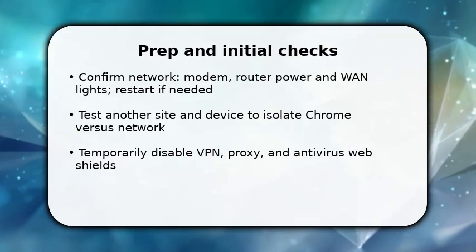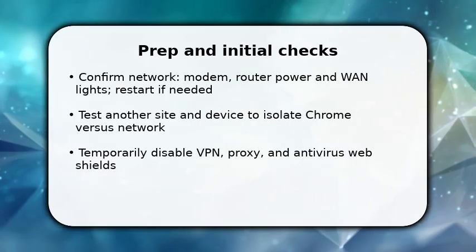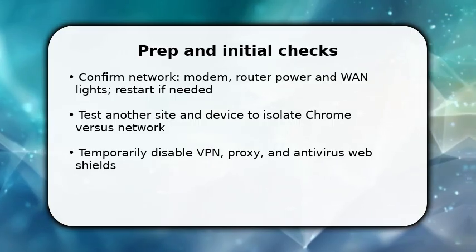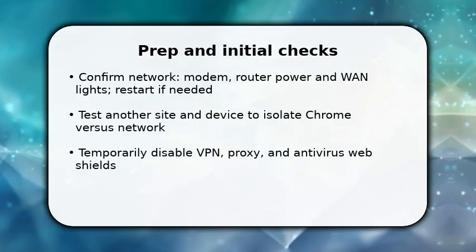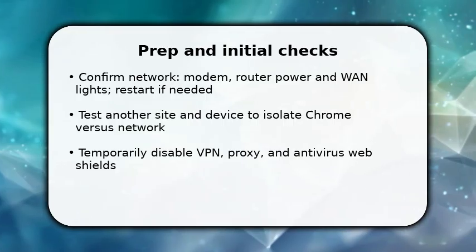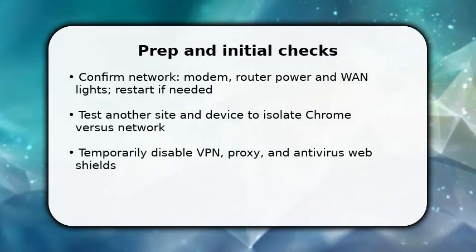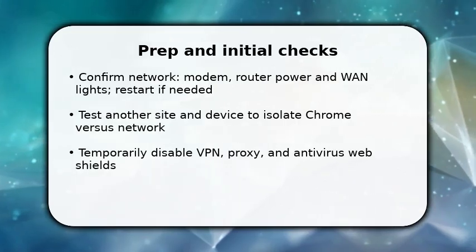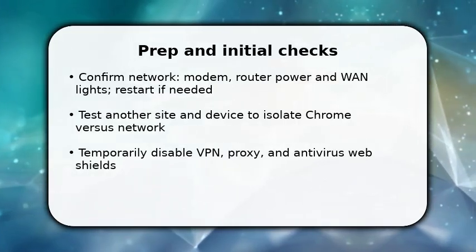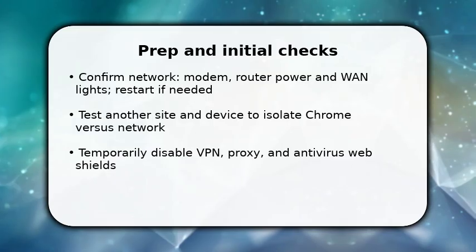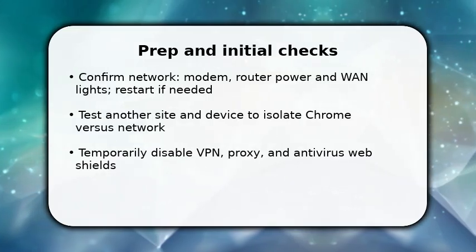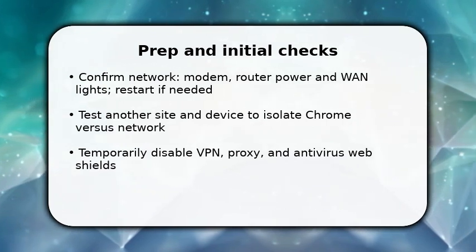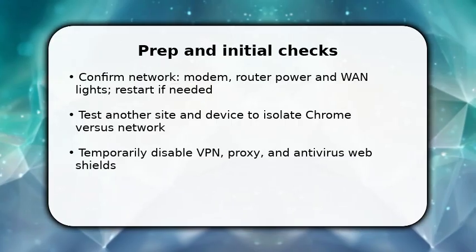You start by confirming the essentials. Check modem and router lights and restart them if anything looks off. Once done, open another site and try a different device to see whether the problem is Chrome-specific or a network outage. Make sure to temporarily turn off VPN, proxy settings, and antivirus web shields because they commonly block DNS or HTTPS connections. This narrows the fault quickly and prevents wasted steps. If Chrome still says site can't be reached, move on to DNS and browser-level fixes.